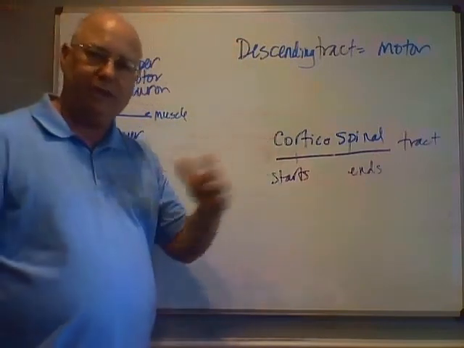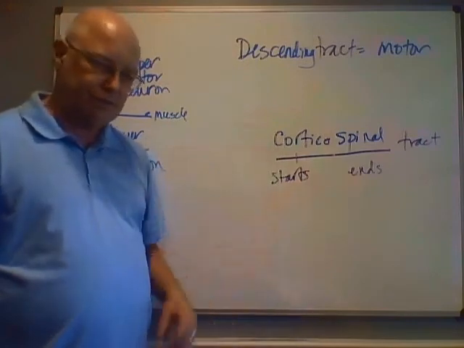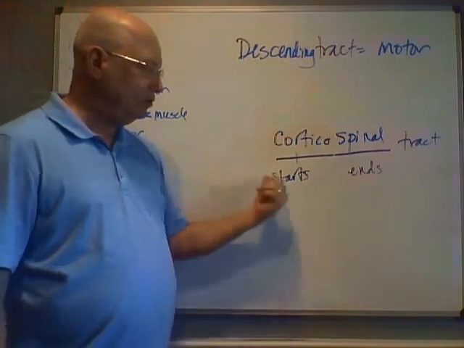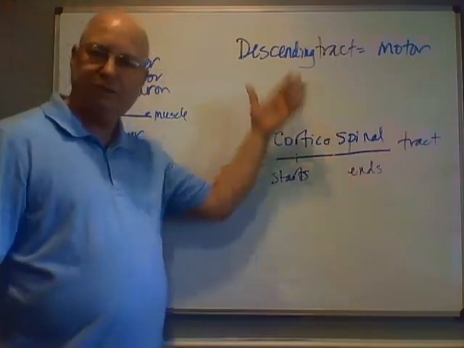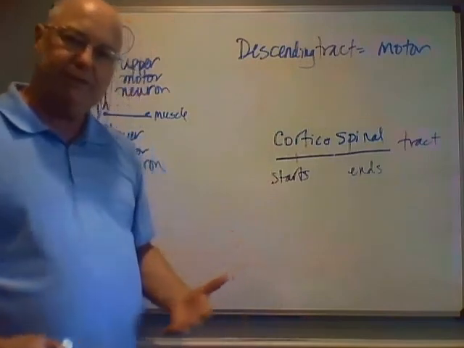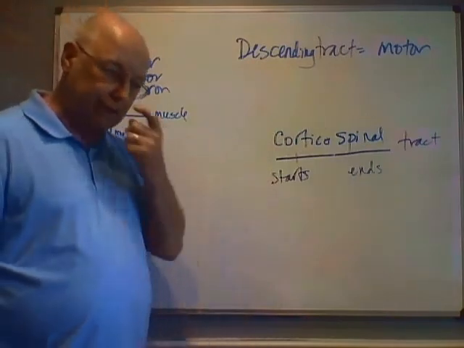Okay, they're all going to be motor commands, so we're just going to learn this part. So if you have corticospinal, starts in the cortex into the spinal cord, must be descending, therefore must be motor. And then the lateral and the anterior part tells you which white column that they're in.